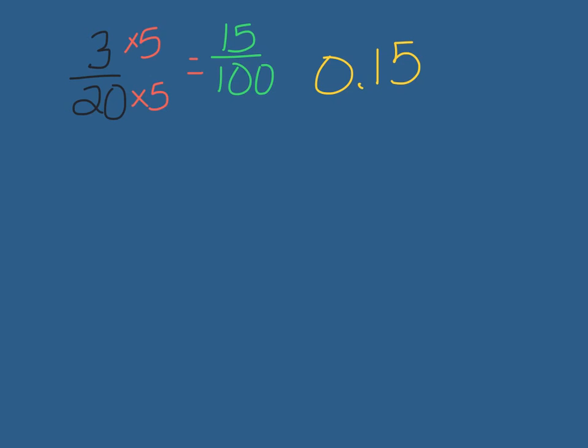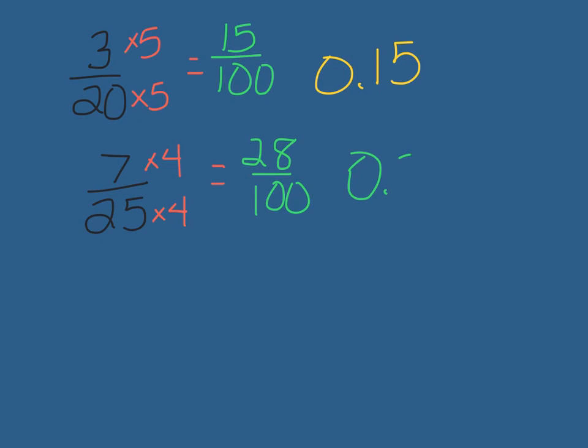Okay, I want you to try 7/25. Pause the video and come back and check. Okay, in my head I know 25 goes into 100 evenly, and I have to multiply that by 4 in order to get that. So times 4 on the top and bottom. And that would equal 28 on the top and 100 on the bottom. So then I say 28 hundredths, and that's what I would write, 28 hundredths.